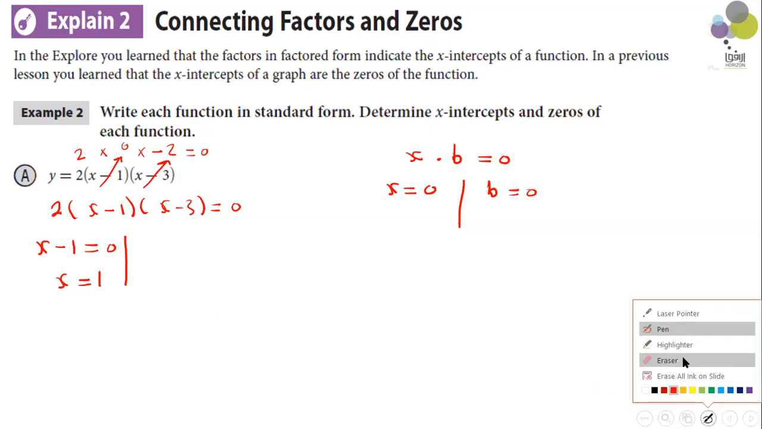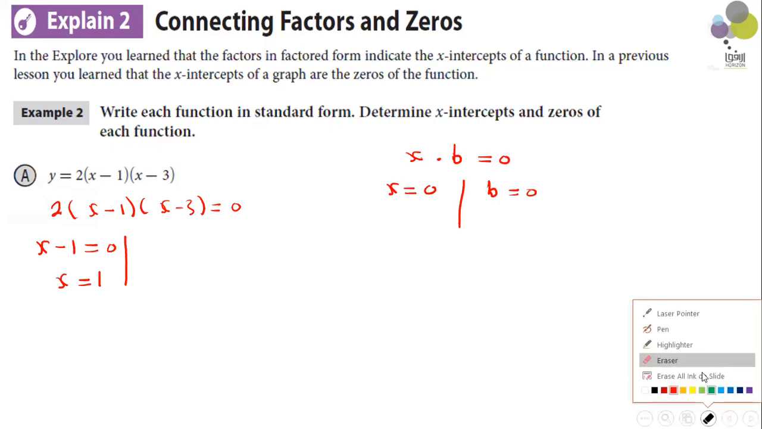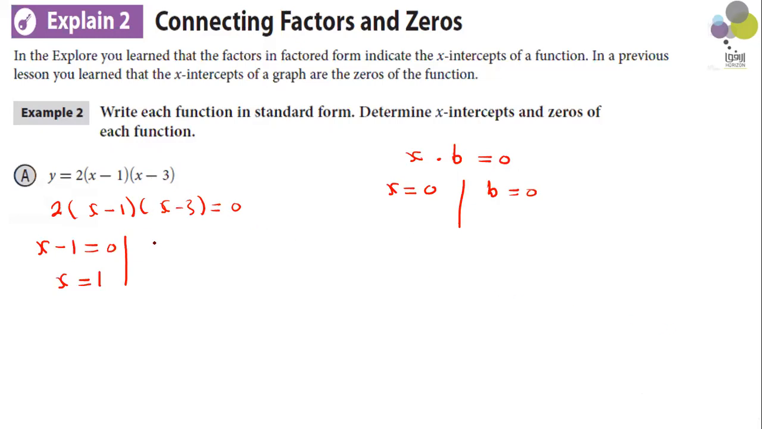Now we will move to the second factor, x minus 3. x minus 3 equal to 0. So x equal to 3. If x equals 3, the function will be 0. Y will be 0. Okay?